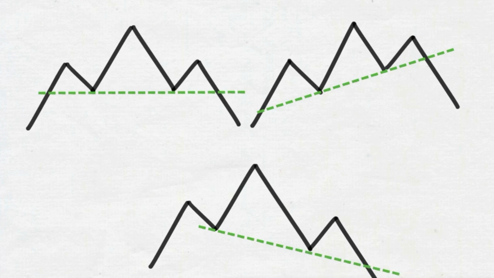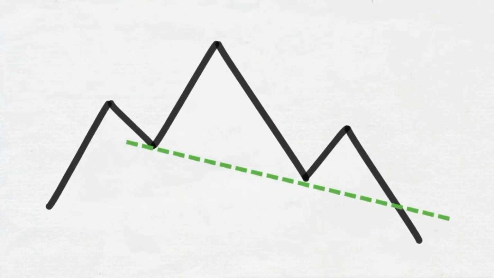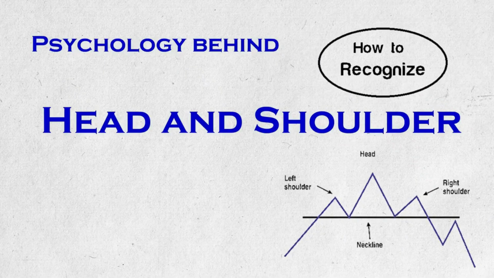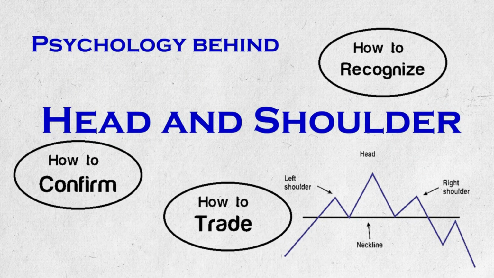For the first two cases, an entry after the neckline break usually gives good results. But in the third case, where the neckline is steep and far away from the trend, there might not be much movement left after the break. In this situation, it's better to draw a horizontal line at the low and take an entry only when price crosses below that low.